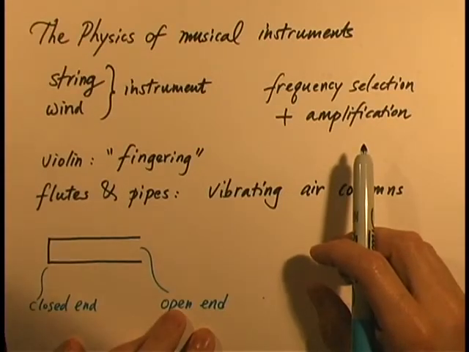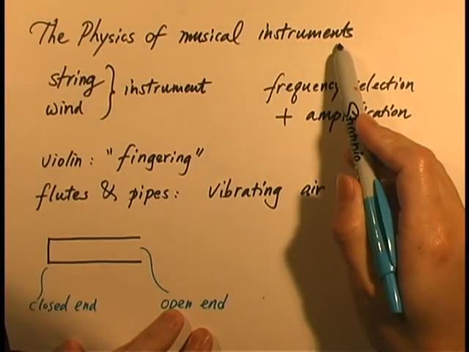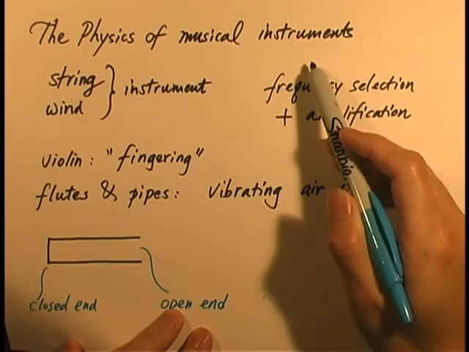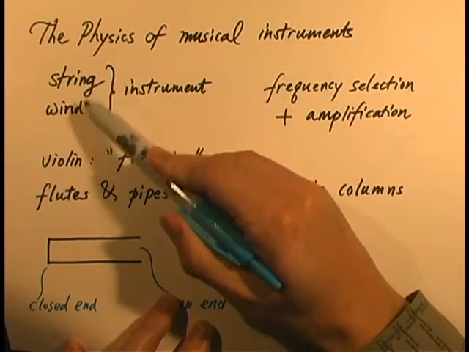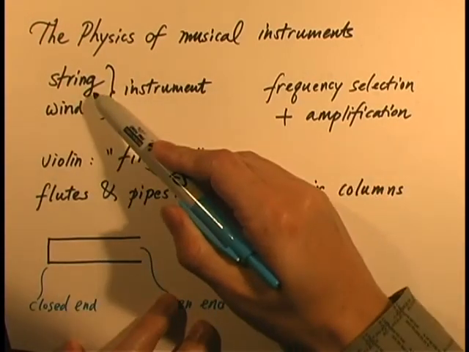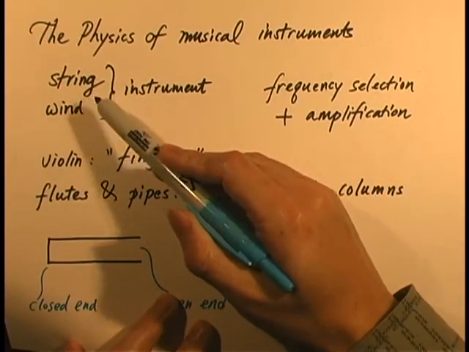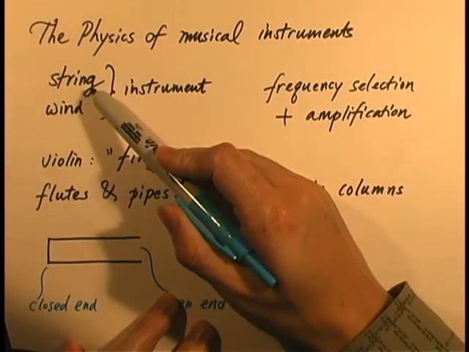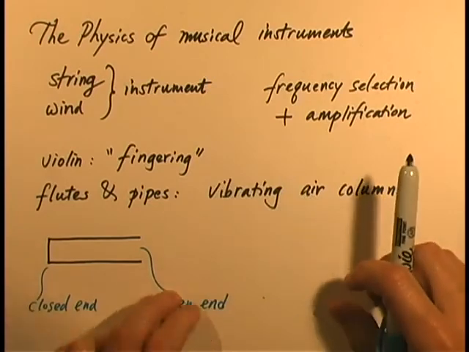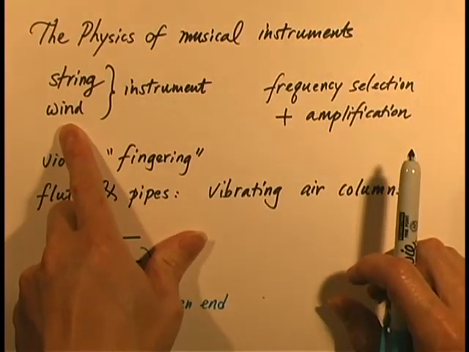So let's take a brief look at what's called physics of musical instruments. In an orchestra, you have two large classes of instruments. There are string instruments, there are wind instruments. String instruments, for example, piano, of course, is a string instrument. You also have violins, violin, viola, double bass, cello, all these are string instruments. Then you have wind instruments, like pipes, clarinet, oboe, those things.